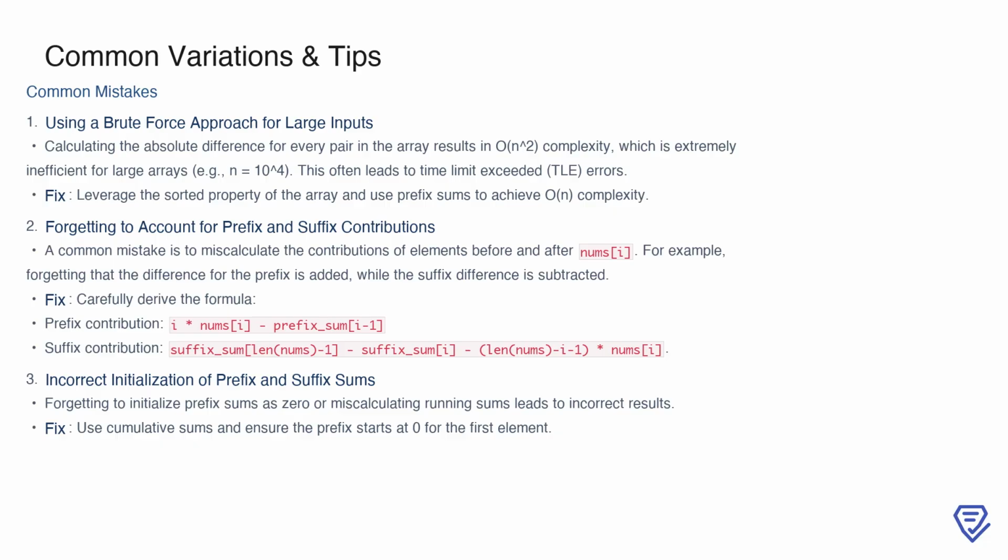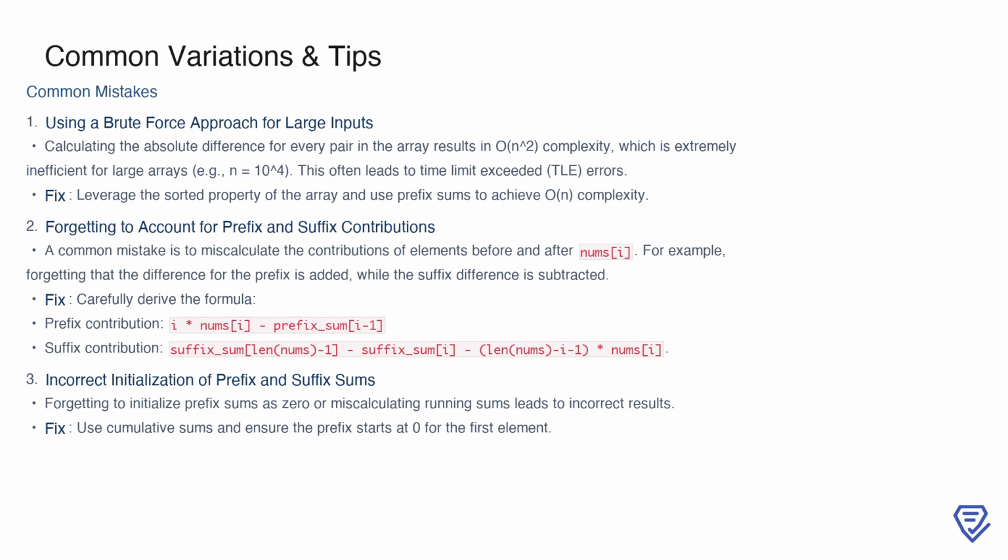For instance, many overlook that the prefix contribution is added, while the suffix contribution is subtracted. The correct formula involves two parts: the prefix, which is calculated as i times nums[i] minus the sum of all elements before it, and the suffix, derived from the total sum minus the suffix sum so far, adjusted for the number of remaining elements.